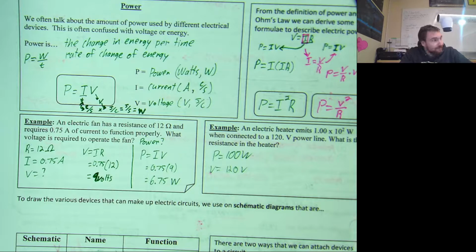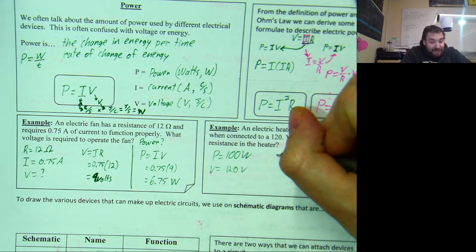No, P equals IV. You have a voltage, you have power, so all you need to do is solve for I. I want R though. I'm not giving you R. Use the I and then... Sorry? All of the sums. P equals V squared over R.